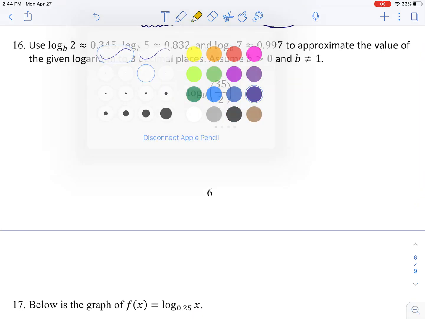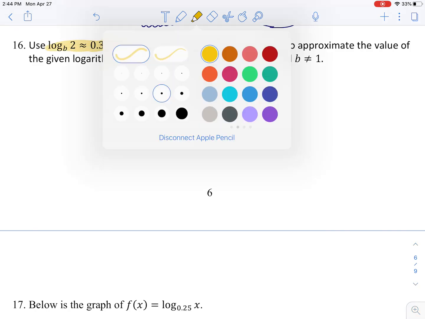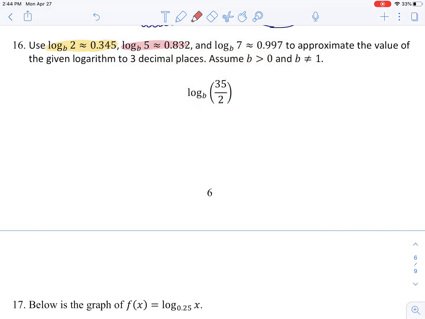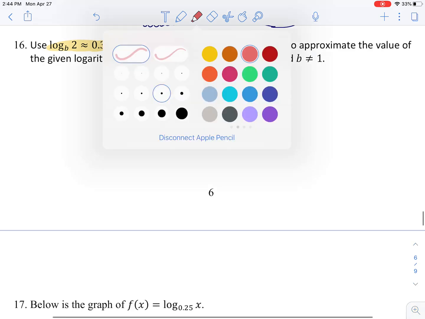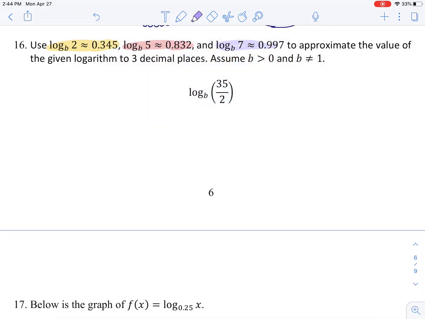Log base b of 2, alright, let me highlight this one in yellow, is this decimal. And another one they're giving us is log base b of 5 is equal to that decimal. And then the last one they're giving us is log base b of 7. So what I'm doing is I'm using 2, 5, and 7. And what are we creating? We're creating 35. So think real hard. How can you make 35 using 2, 5, and 7? Oh, isn't 5 times 7 35? And if you divide that by 2, wouldn't that be 35 over 2?